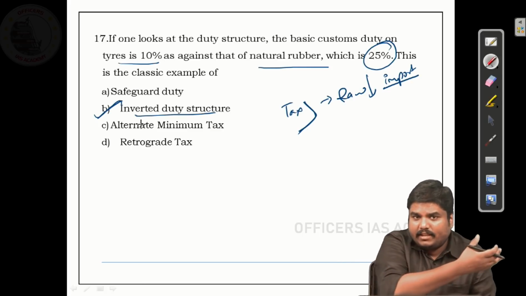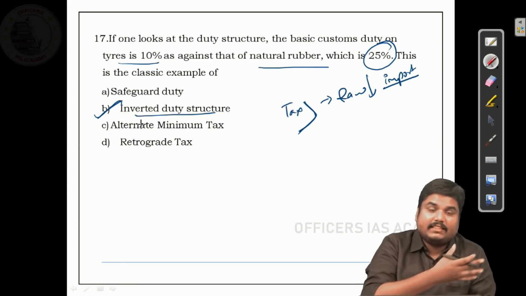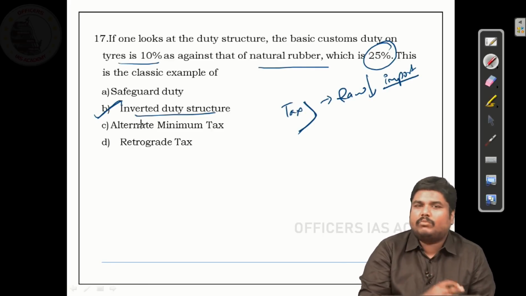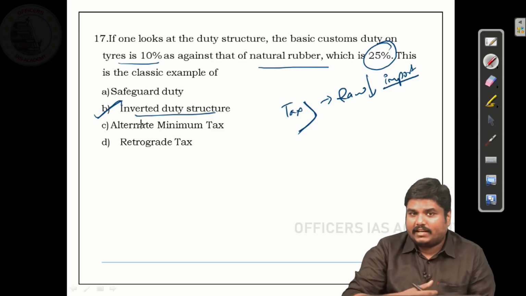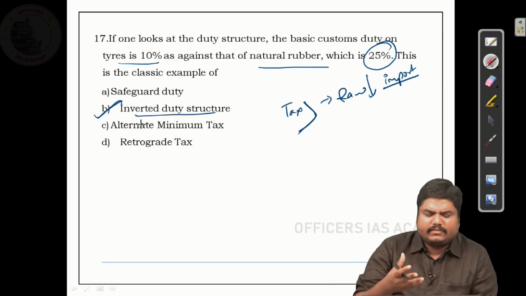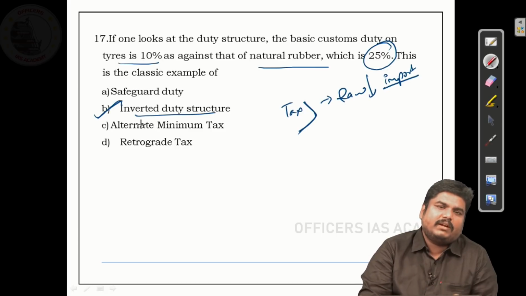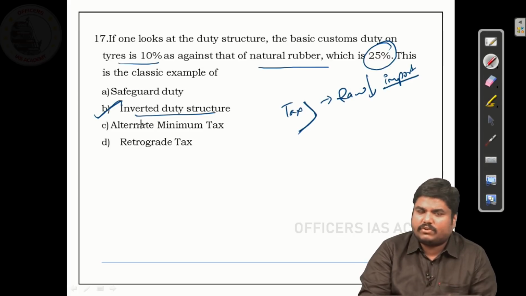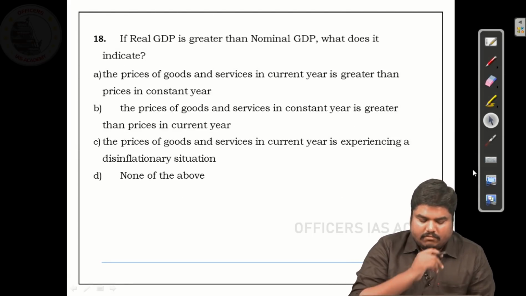Rather, I directly import the tire from the foreign market. Since the tax rate is less, the imported good will appear cheaper. So, generally people will prefer the imported final product rather than the value added product made in India. So, this is going to discourage the value additions generally made inside the country, right. So, this is an example: when the duty on the raw material is greater than the tax on the final goods which you import, that situation is called an inverted duty structure.